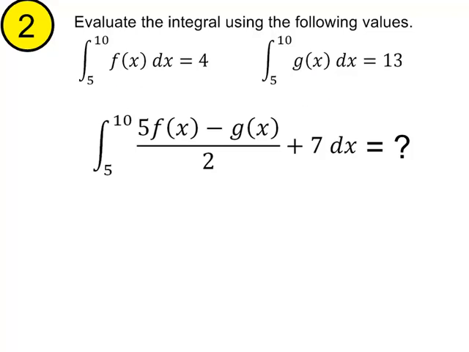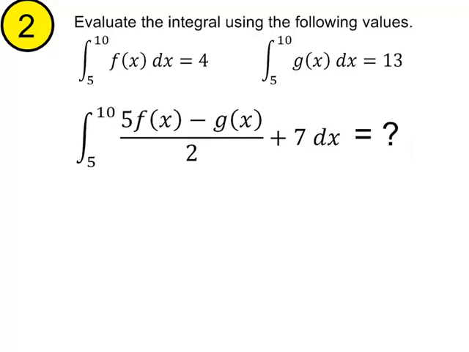The only thing we know is that when you take the area under f of x from x equals 5 to 10, you'll get an area of 4. And when you look at g of x from 5 to 10, you'll get an area of 13. That's all we know. So the purpose of this type of exercise is to see if you know what kind of processes you can and can't do with definite integrals. And the good news is that the rules are fairly similar to derivatives as well as summations.